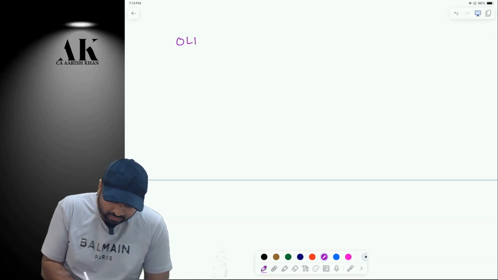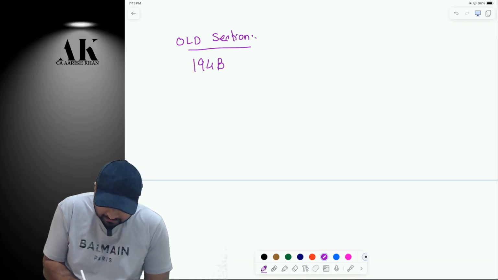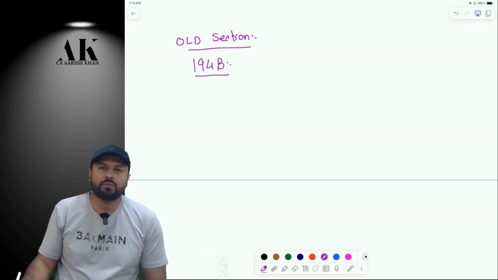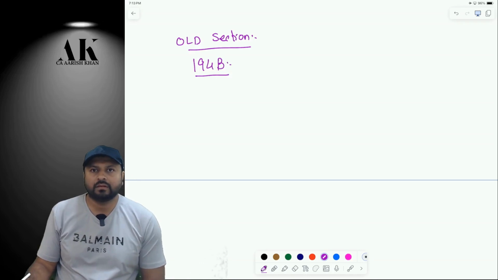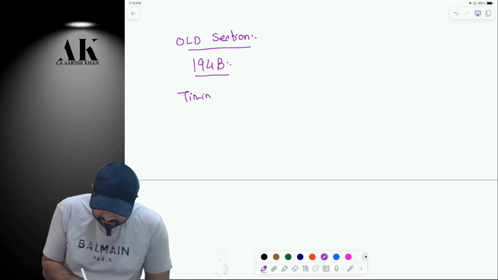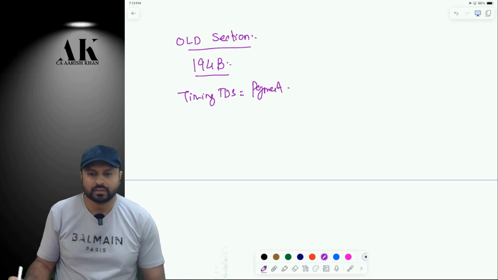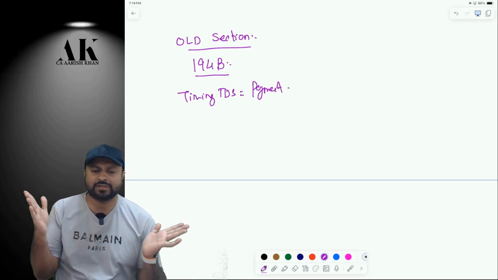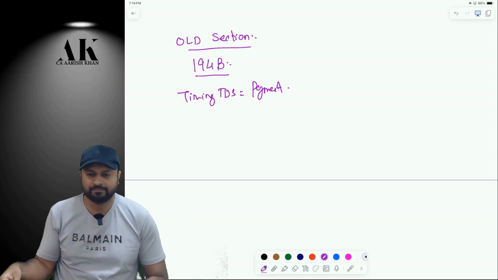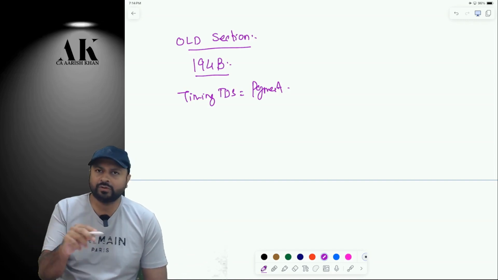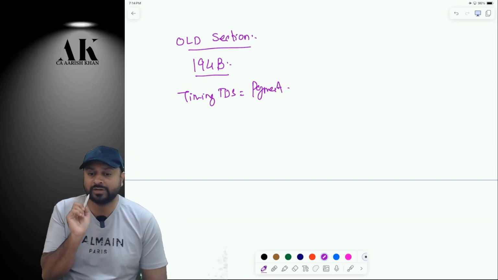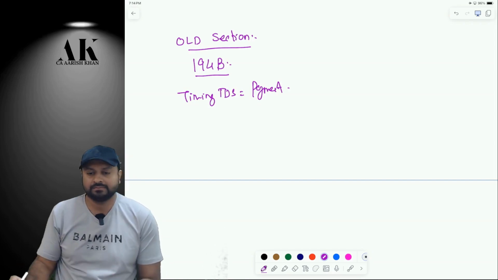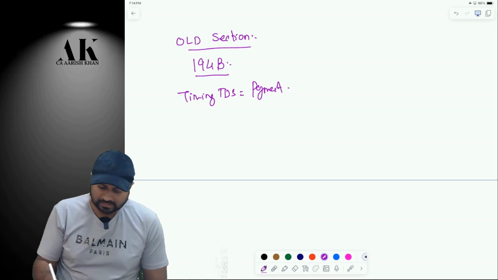In the old section, what used to happen? Old section means 194B. In the old section, the timing of TDS was payment. We all know that TDS is deducted generally on credit or payment, whichever is earlier, or in some exceptional cases on what basis? On payment basis, correct? Now, if you have your books open in front of you, you can go and see 194B. It says TDS should be deducted on what basis? Payment basis.